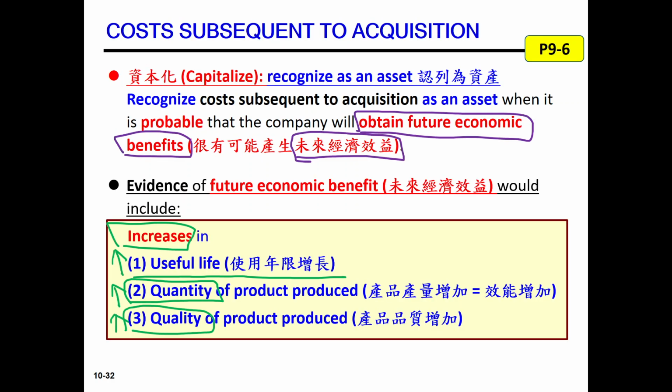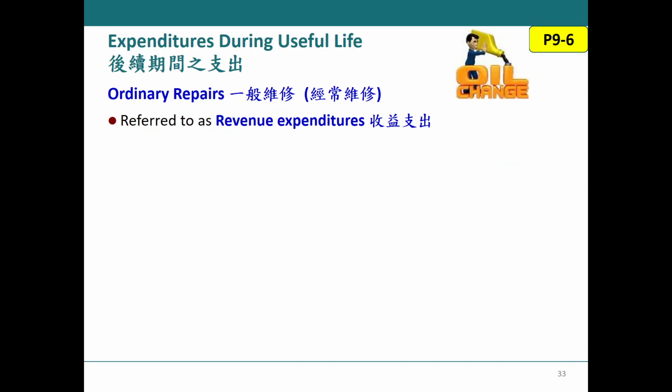Okay, so based on this concept, additional money you spend on your PPE, we define them into two scenarios, two groups. First is ordinary repairs, 一般维修. So ordinary repairs, 一般维修. Also, you can call it revenue expenditures, 收益支出. Ordinary repairs means revenue expenditures, 收益支出.